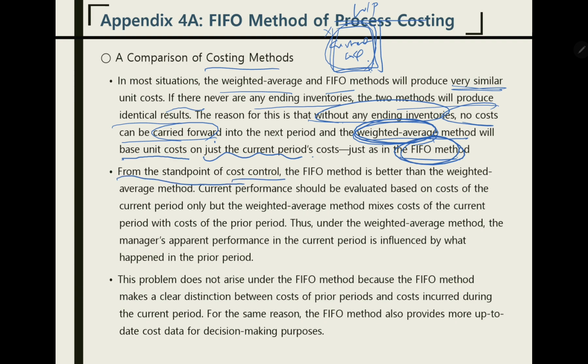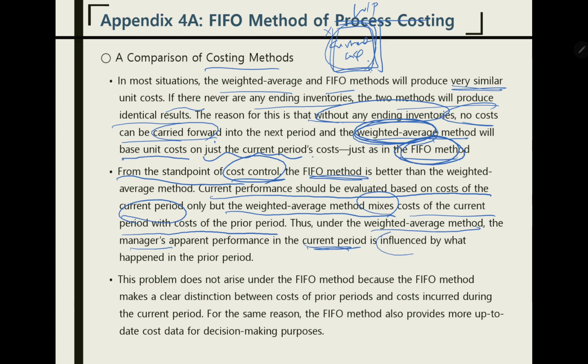From the standpoint of cost control, the FIFO method is better than the weighted average method. Why? Because current performance should be evaluated based on the cost of the current period only, right? But the weighted average method blends the cost of the current period with the cost of the prior period. So under the weighted average method, the manager's apparent performance in the current period is influenced, is diluted by what happened in the prior period.